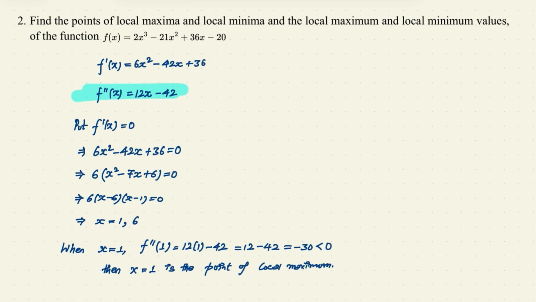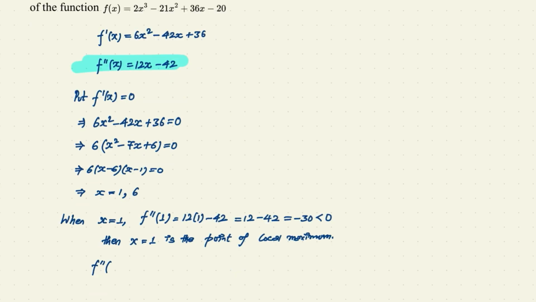Similarly, let us put the value of x equals to 6 in f double dash of x, then we will get f double dash of 6 equals to 12 into 6 minus 42, which will be equal to 72 minus 42, and this is 30, which is a positive number. Now since f double dash of 6 is coming positive, that means x equals to 6 is the point of local minimum.